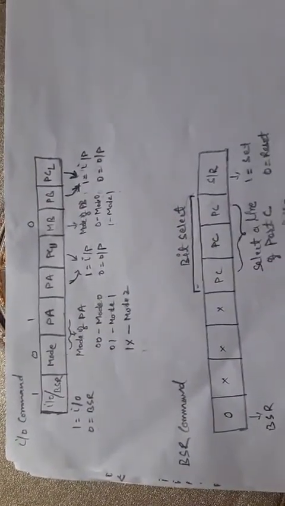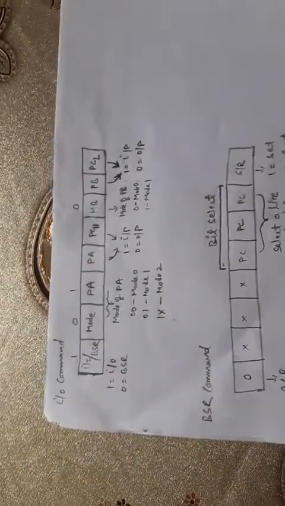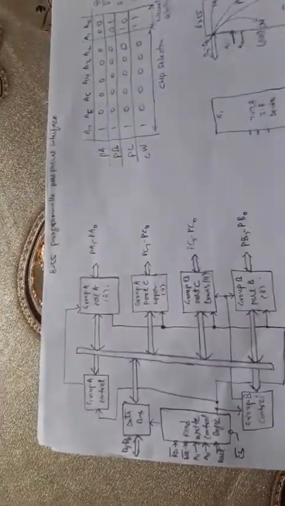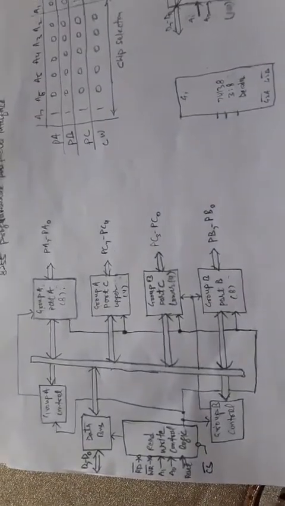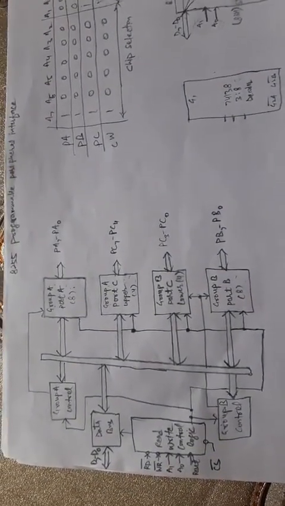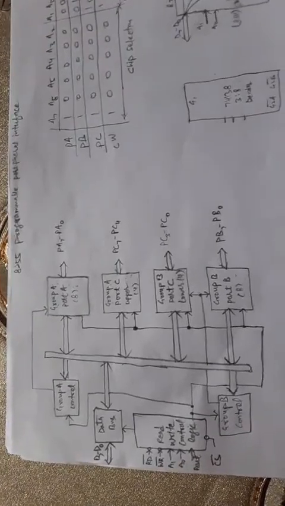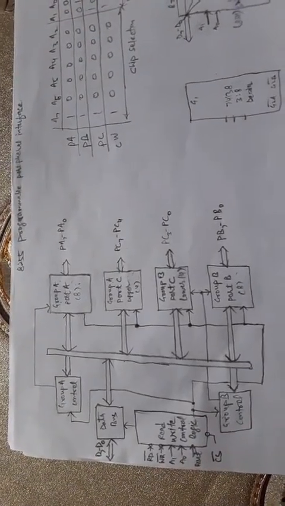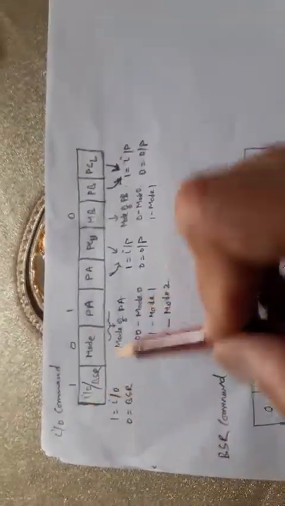So dear students, today in this lecture I will tell you the IO command or BSR command for the 8255 programmable peripheral interface. In the architecture lecture I told you that during initialization or operation the MPU will send commands to the 8255. Those commands are IO commands or BSR commands. First, I will tell you about the IO command.